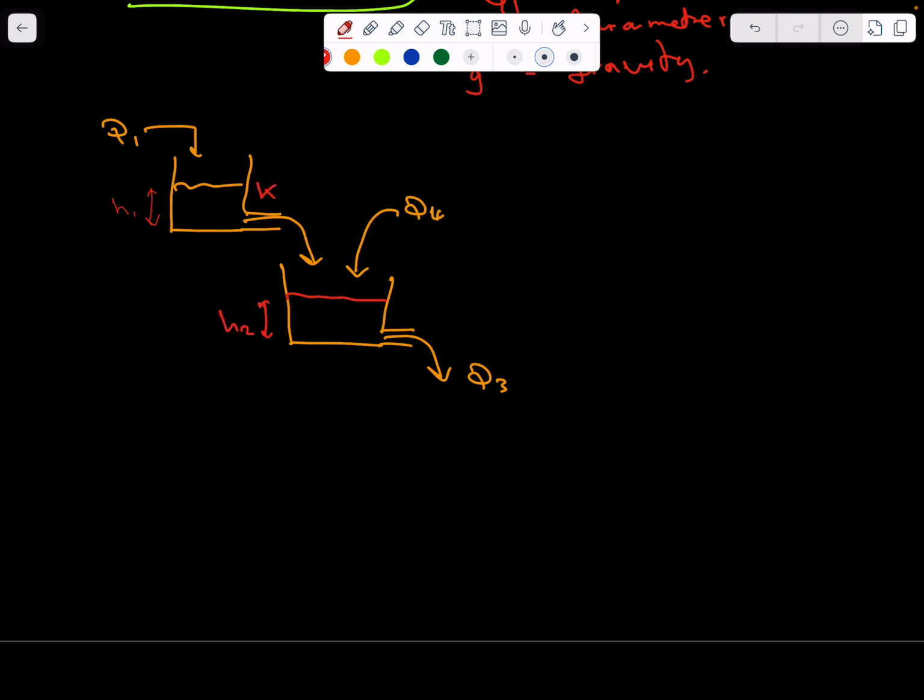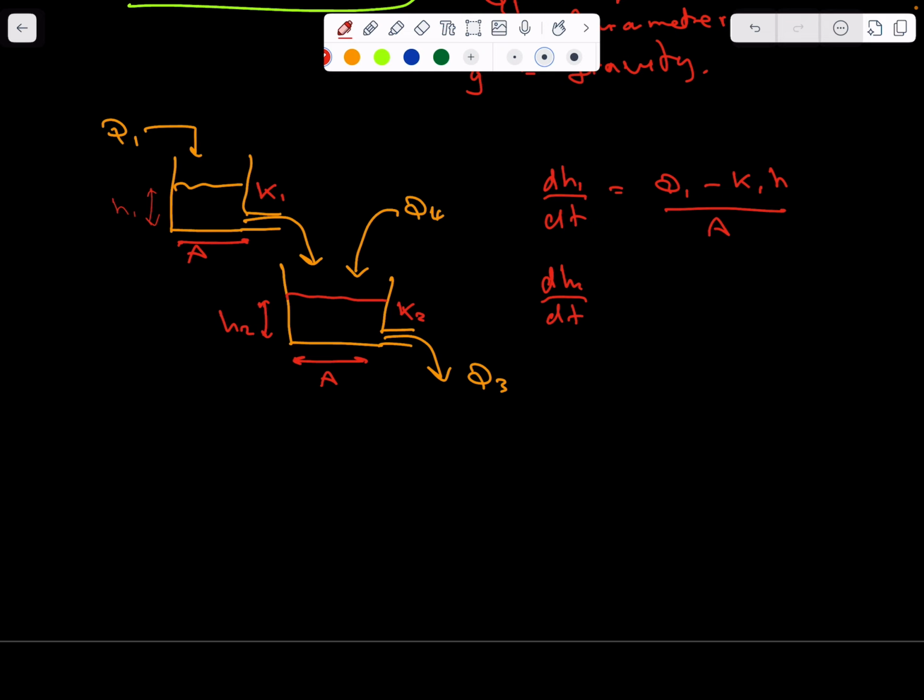There are 2 Ks, K1 and K2, for each of the tanks. And we'll assume that they both have the same cross-sectional area. They could be different cross-sectional areas, but we'll keep them the same. So now I need to write down the differential equations for dH1/dt and dH2/dt. The dH1/dt will be exactly the same as the 1-tank model, which was (Q1 minus K1H) over the cross-sectional area.